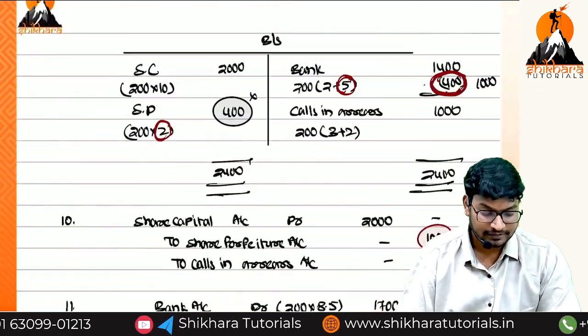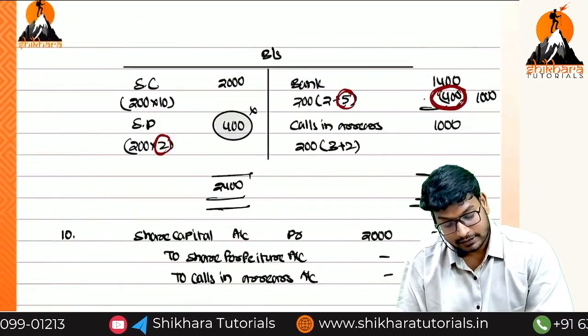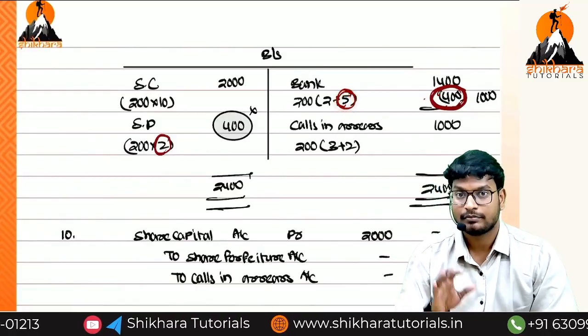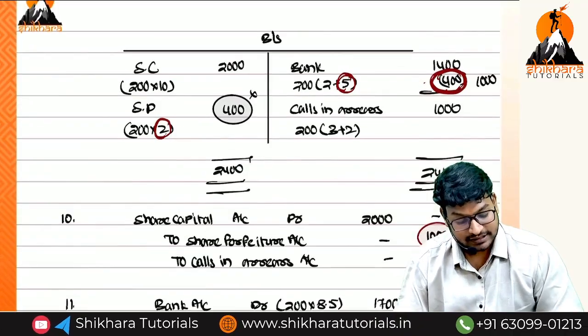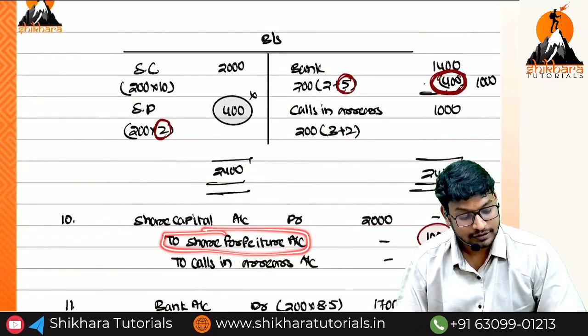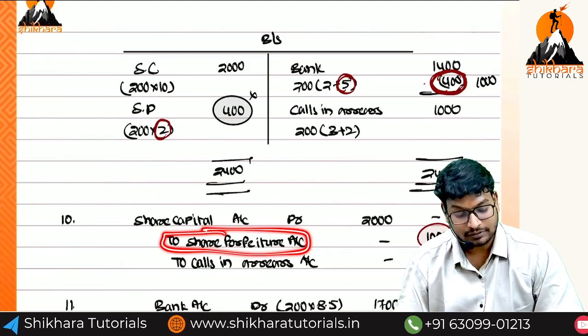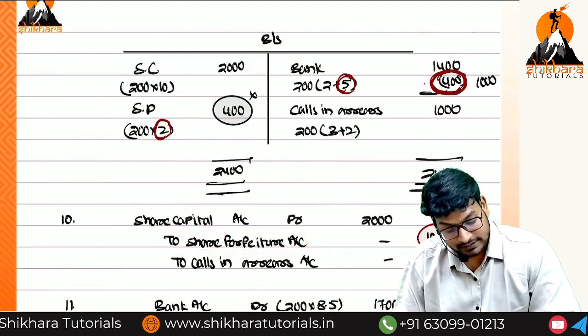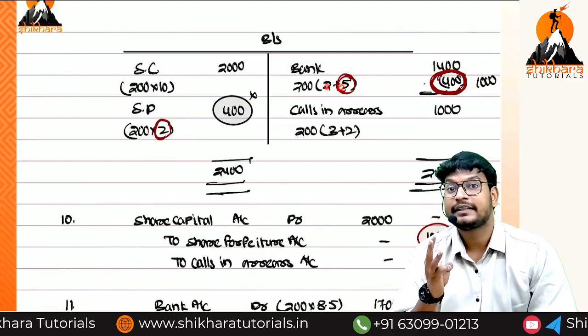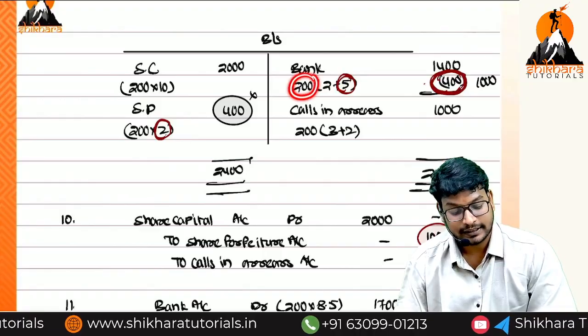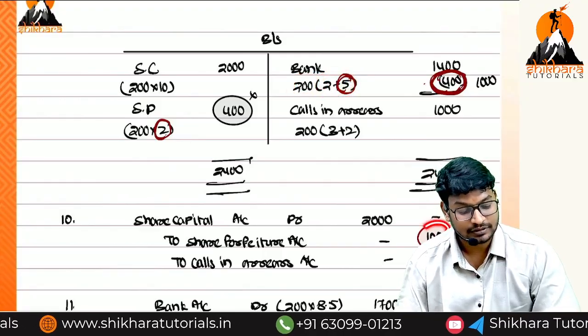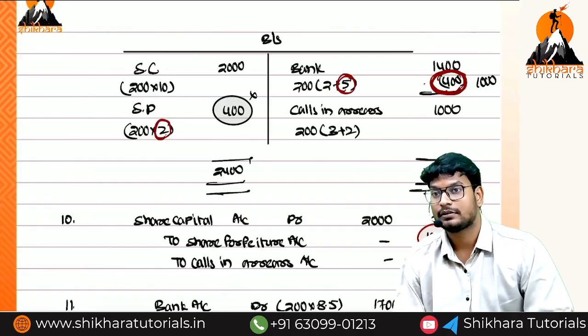What I am saying is, sir, here the total 5 rupees we have received. But even though we have received the 5 rupees, how much amount have we transferred to the share forfeiture account? How much have we written here? 1000. How did you get 1000, ma'am? This is 2 plus 3 only. 2 plus 3, that is equal to how much, ma'am? 200 into 5 rupees, that is equal to how much? 1000. Are you getting it or not?